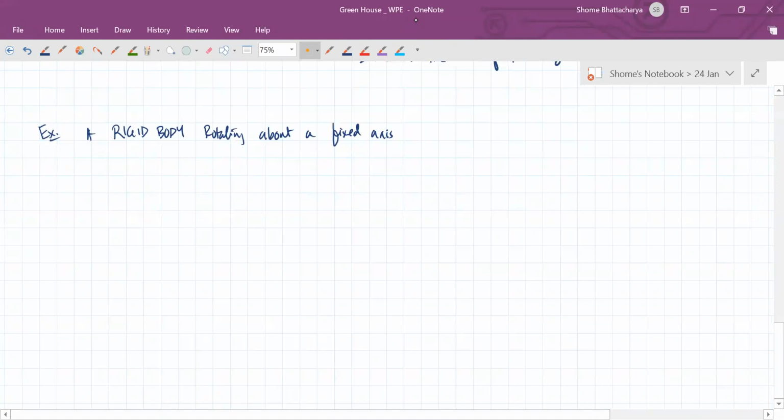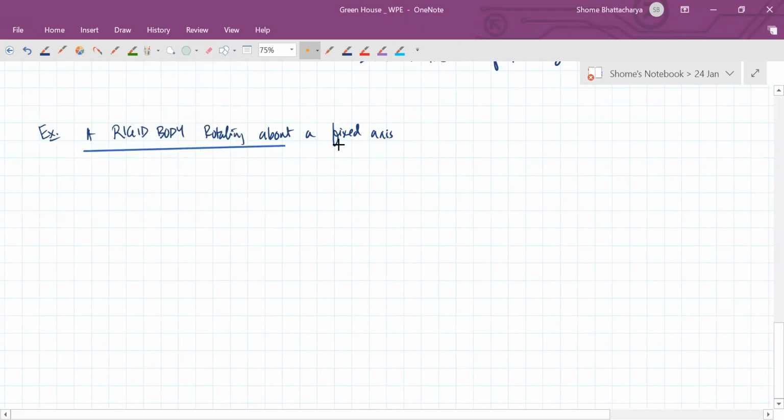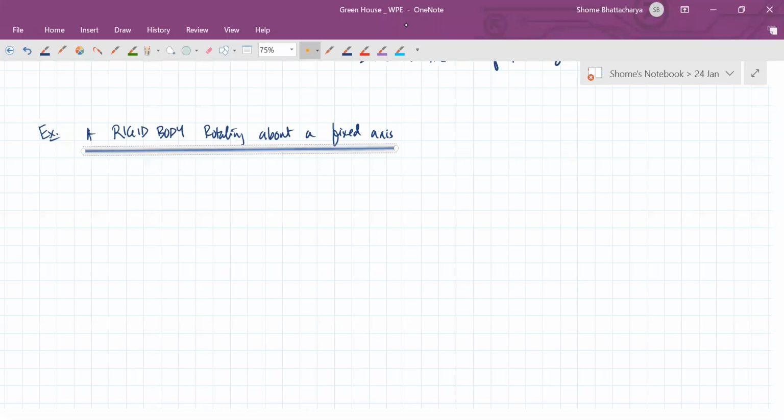Brownian motion you will be coming to very soon in the chapter of heat and thermodynamics, where you understand something called kinetic theory of gases. So, rigid body rotating about a fixed axis. But I think what you mean to ask about Brownian motion is, what if the path is zigzag, right? Yes, that is what you mean.